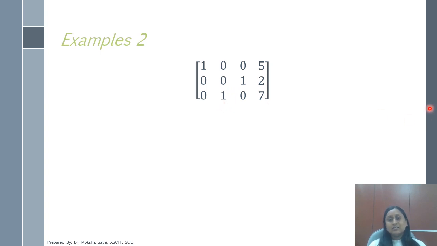But you can see the third condition is not satisfied here. The first leading one is okay, but the second row's leading one is in the third column, and the third row has a leading one in the second column, which violates the third condition. So that's why it is not in row echelon form. Now if it is not in row echelon form, it is not in reduced row echelon form, because reduced row echelon form requires that the matrix be in row echelon form. So this example is neither in row echelon form nor reduced row echelon form.